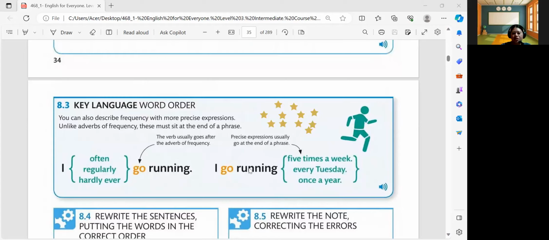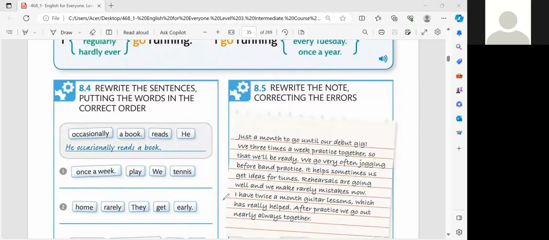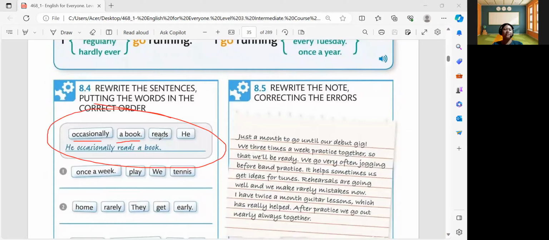Okay. So now let's proceed for 8.4. We have here rewrite the sentences, putting the words in the correct order. So an example. We have here the words occasionally a book reads he. Of course, that is not the correct sentence, right? So all you have to do is rewrite the sentence or tell me the correct sentence. So the correct answer is he occasionally reads a book. Understand?